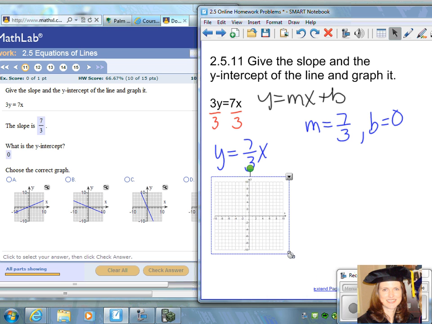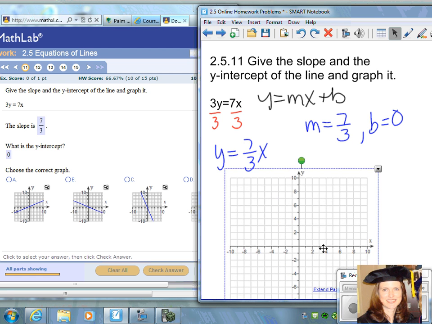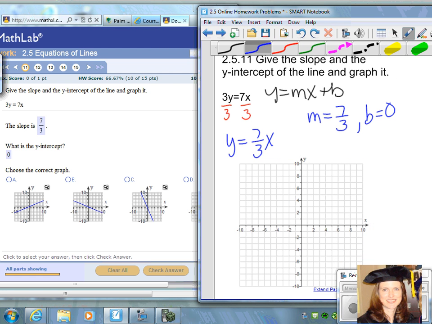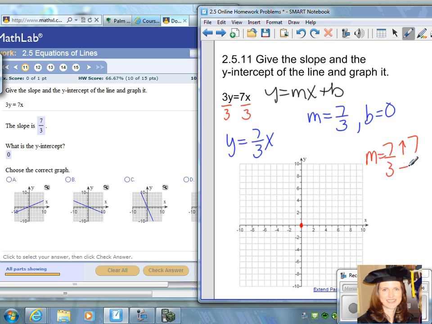We can do that by plotting the y-intercept as 0. Goes right through 0 on the y-axis, and then to get to another point on the graph, I'm going to use the slope of 7/3. So again, slope of 7/3, that means you're going to go up 7 units and then to the right 3 units from that y-intercept. So up here you're going to go up 1, 2, 3, 4, 5, 6, 7, and then to the right 1, 2, 3, and that's going to be another point on the line. You can connect those to sketch the line.